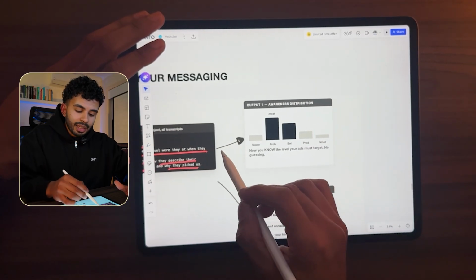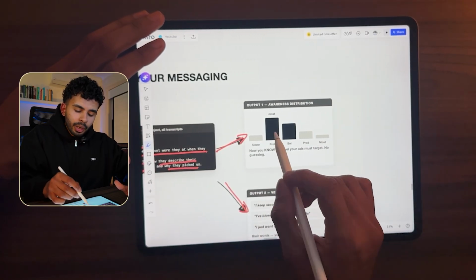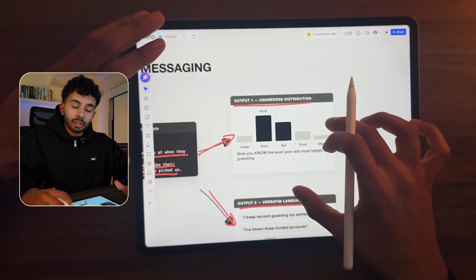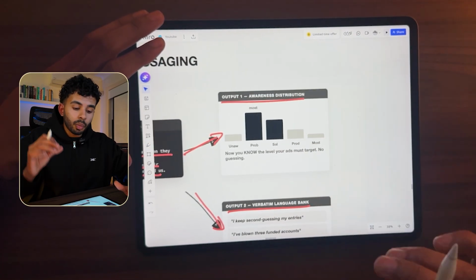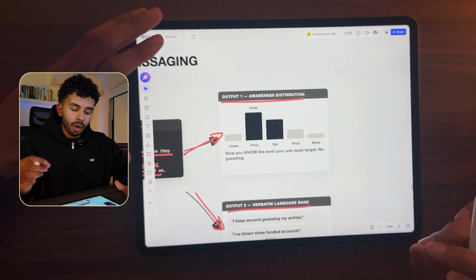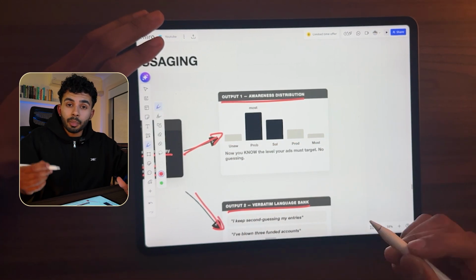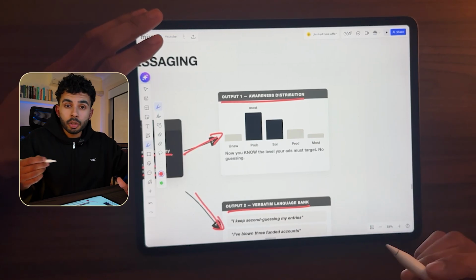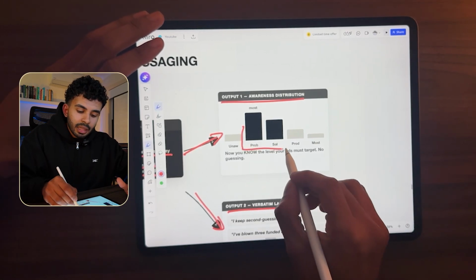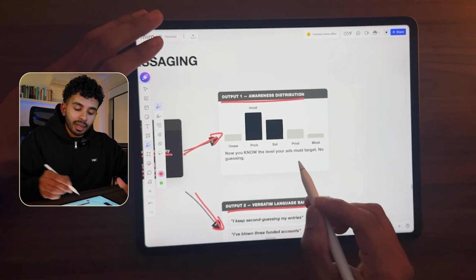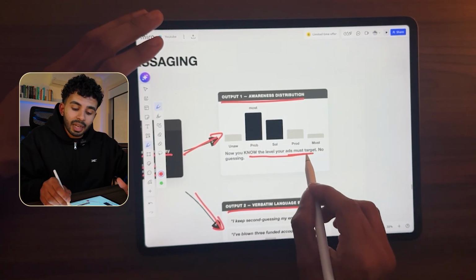What you're going to get then is 2 outputs. Output number 1 is the awareness distribution, and output number 2 is the verbatim language bank. Let's go into awareness distribution really quickly. So what your analysis is going to be able to tell you is where do most of your customers sit in the awareness scale. For example, you might find that the people that convert the most or pay the most actually sit in the problem aware and solution aware pockets. And once you identify that, now you know the level of awareness your ads must target.